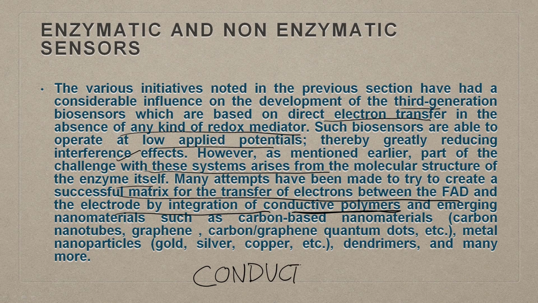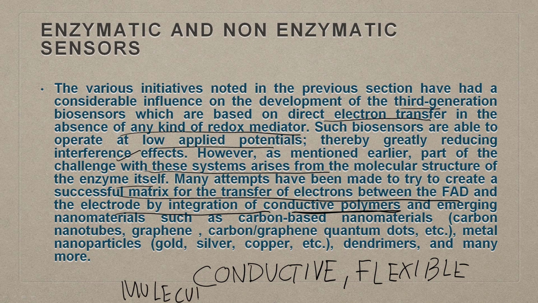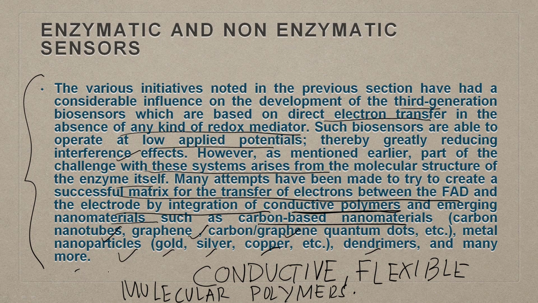So, this conductive flexible molecular polymers and emerging nanomaterials such as carbon based nanomaterials, that is carbon nanotube, graphene, carbon graphene quantum dots, metal nanoparticles like gold, silver, copper, dendrimers, and many more. So, these are the approaches which have been followed during the last 25 years.